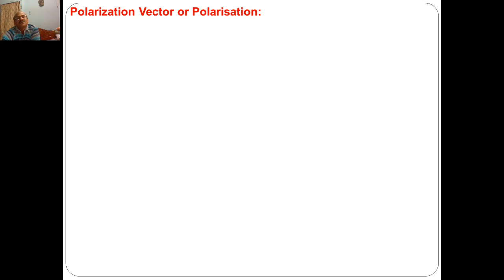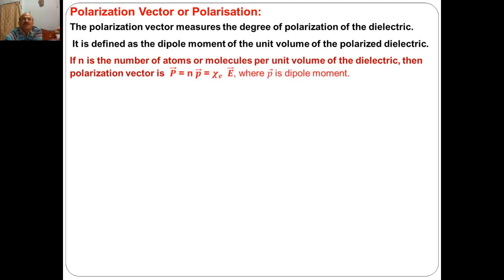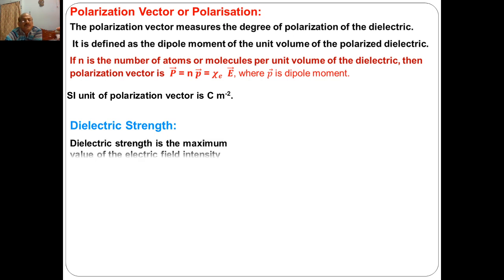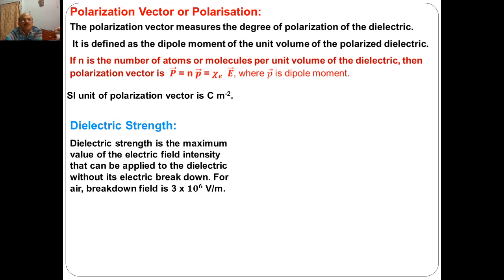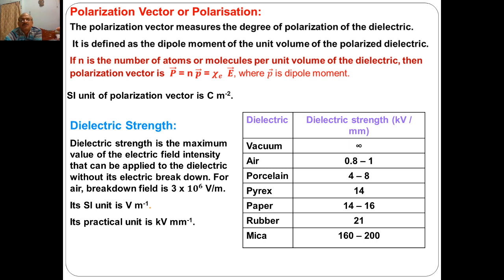Now the polarization vector, though we have seen polarization earlier, the same is the polarization vector. Dielectric strength. Dielectric strength is the maximum value of electric field intensity that can be applied to the dielectric without its electric breakdown. For air, the breakdown field is 3 into 10 to the power 6 volt per meter. And the unit of dielectric strength is volt per meter. The practical unit is kilovolt per mm. Now, the dielectric strength of some dielectric media is given.